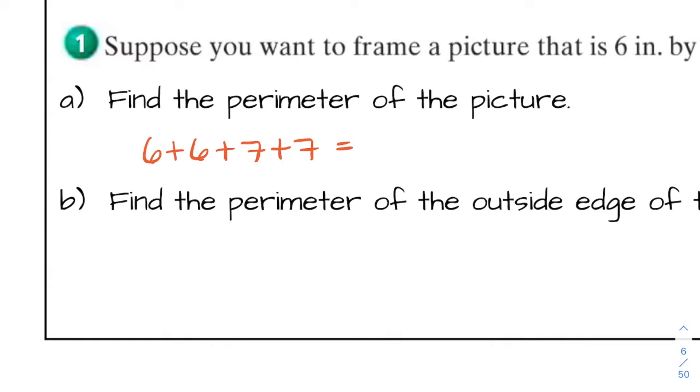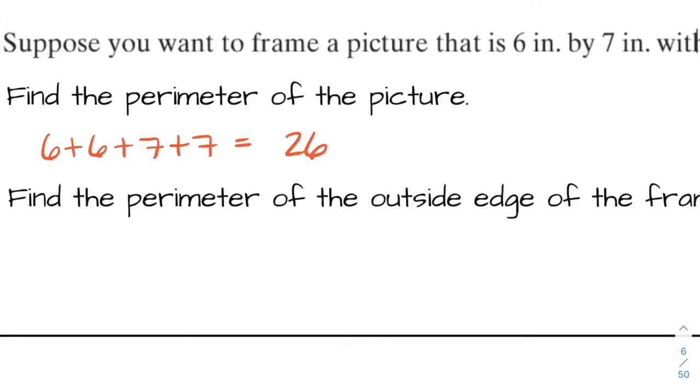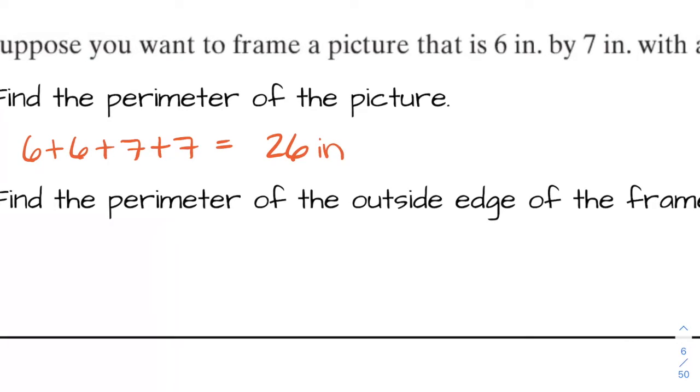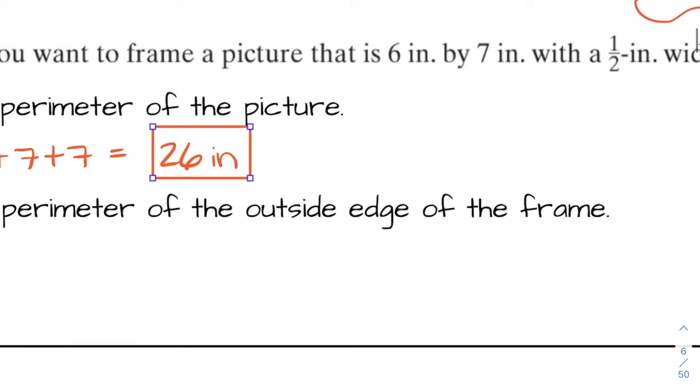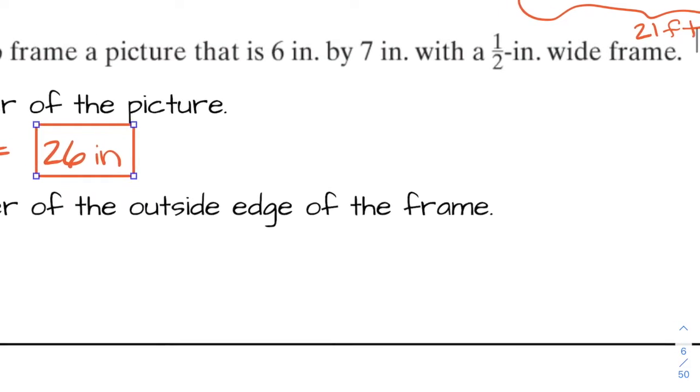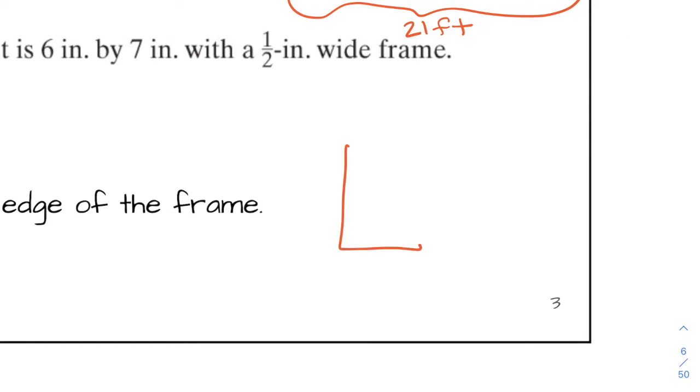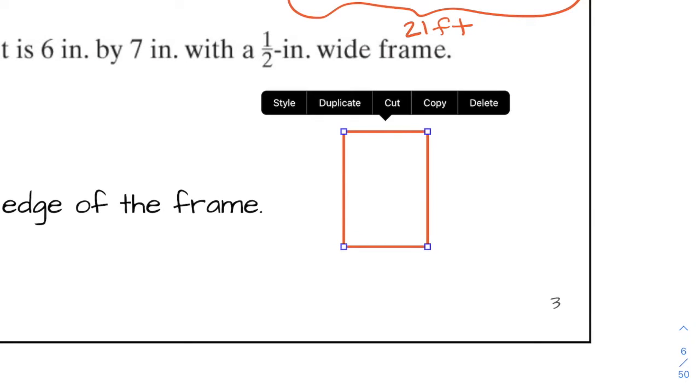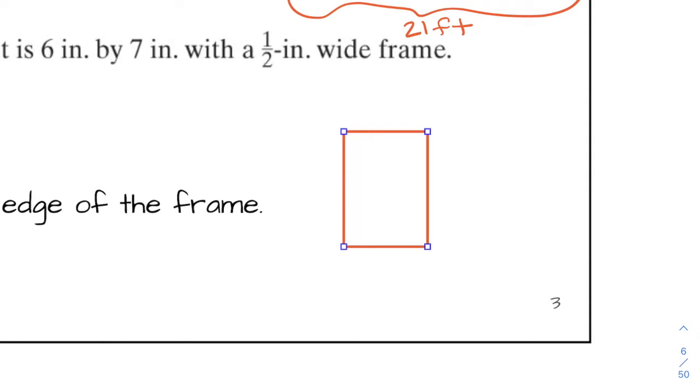So 6, 12, 18, 24, 25, 26 inches. And now you want to know the perimeter of the outside edge of the frame. So let's think about it. You have a picture, right? So 6 by 7. But then you have a picture frame. We have a picture, and then we also have a frame around it.